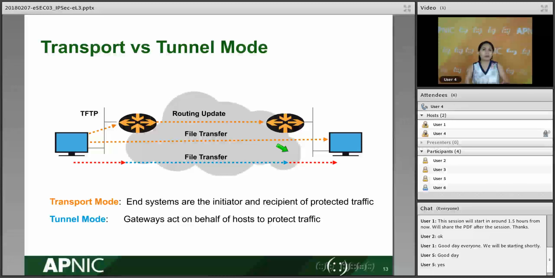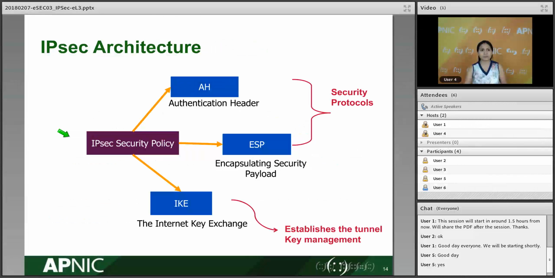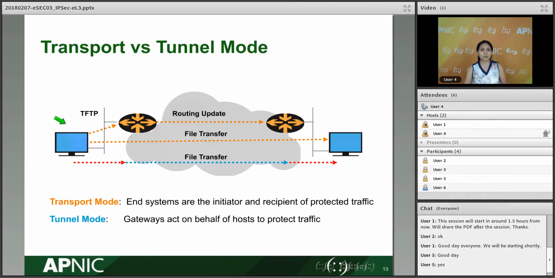Whereas if you have a remote access VPN, for example, that's using transport mode, the encryption begins with the machine that you're using, right, in the end system. So that's one of the main differences between them as well. All right, just going back here quickly.